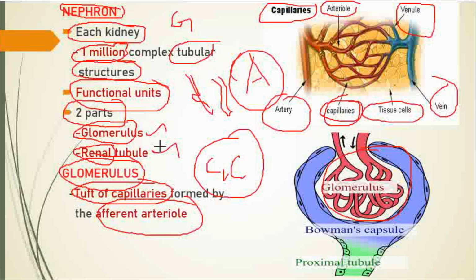Capillaries are even more minute. The glomerulus contains a tuft of capillaries. Where do these minute vessels come from? They are formed by the afferent arteriole, the incoming arteriole. The clump of even more minute capillaries from it is what we call the glomerulus. You must know the difference between a capillary and an arteriole: the capillary is even more minute than the arteriole.